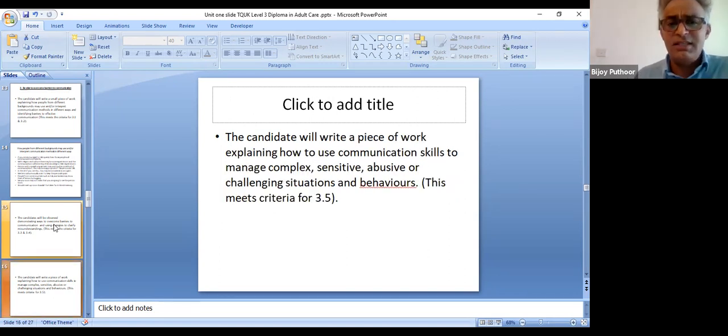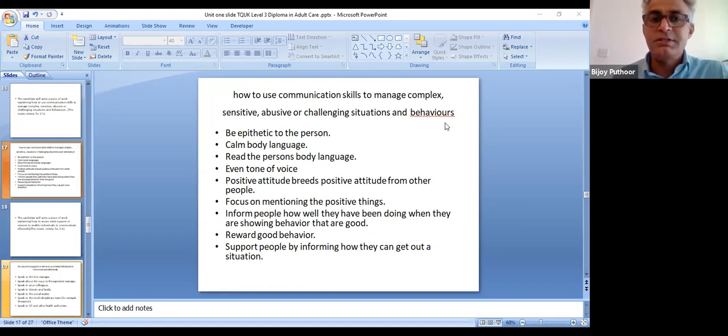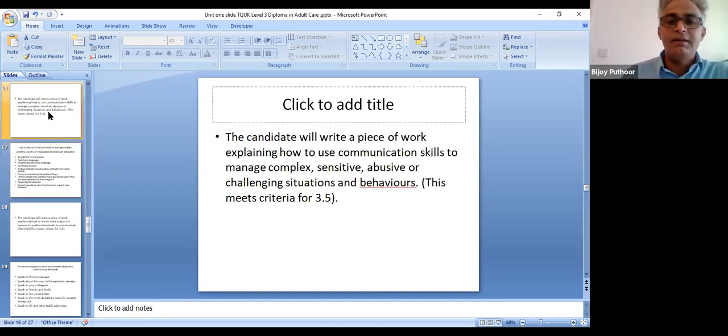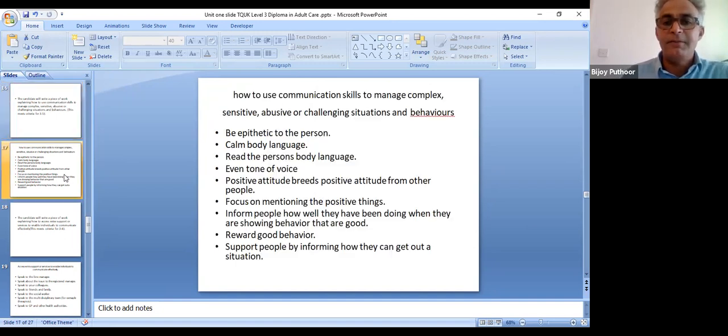The next question says the candidate will be writing a piece of work explaining how to use communication skills to manage complex, sensitive, abusive, or challenging situations. The next question is how to use communication to manage complex, sensitive, and abusive or challenging behavior. And that is 3.5. So you have to be empathetic.